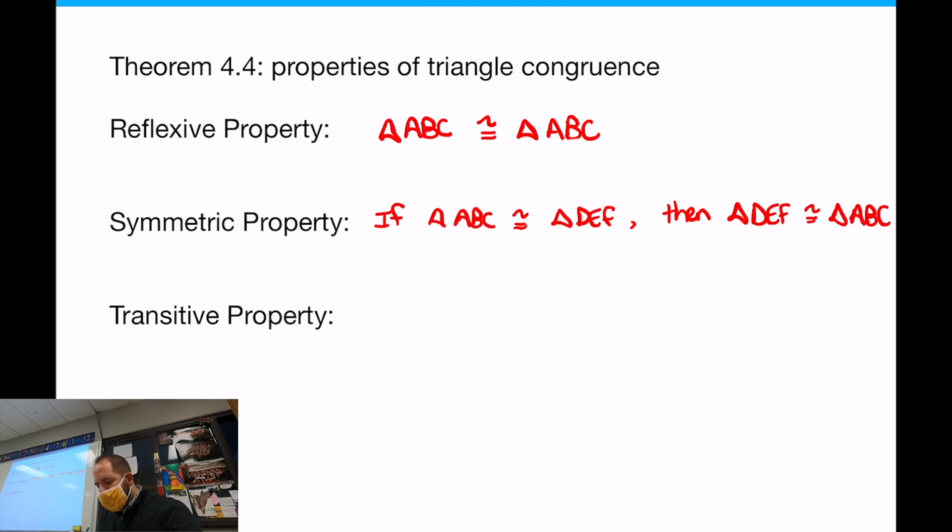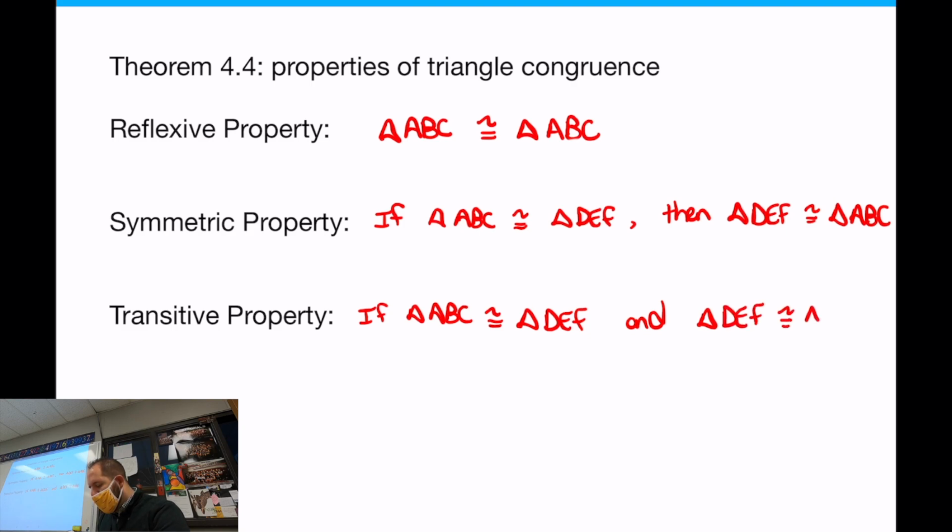Okay, and then transitive. Transitive is actually something I did earlier. You just didn't realize it. But it's when you compare three objects. So if triangle ABC is congruent to triangle DEF, and triangle DEF is congruent to triangle GHI, then triangle ABC can be automatically put congruent to triangle GHI.